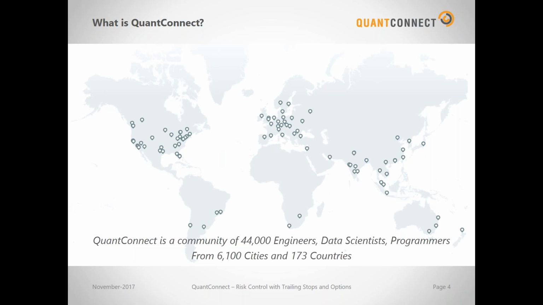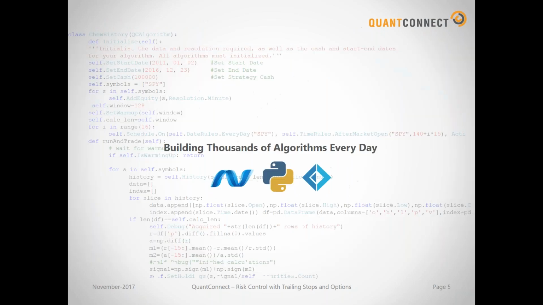So today, QuantConnect is about 44,000 engineers, data scientists, programmers from all over the world. We have about half of the user base in the US, but then the rest is all over the world, and it's really exciting to work with people all over the place. We were founded in 2012, so it's been a few years now, and we open sourced a few years ago. But yeah, it's been fun.